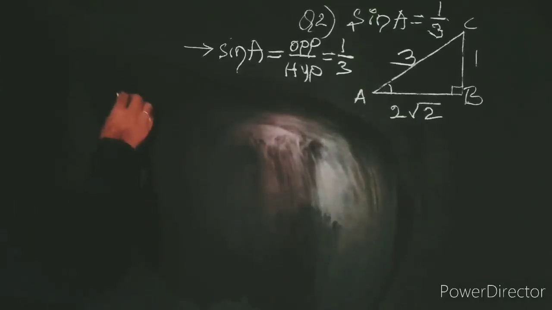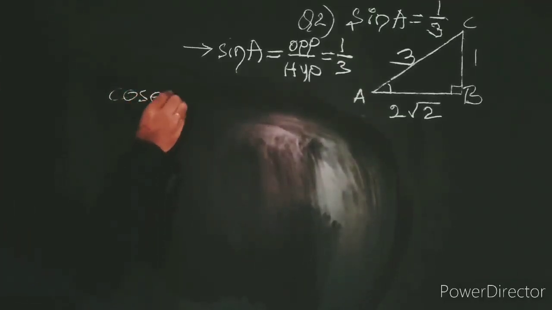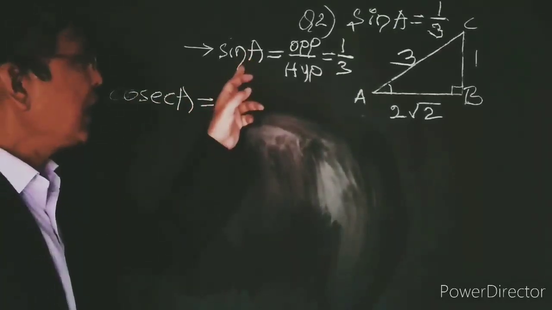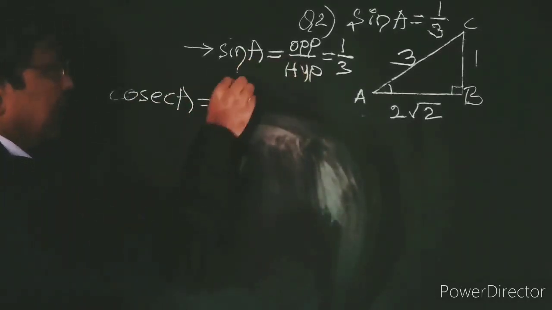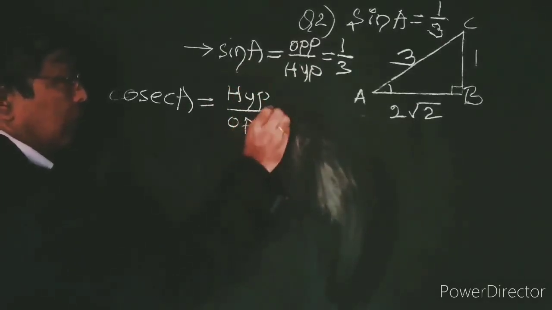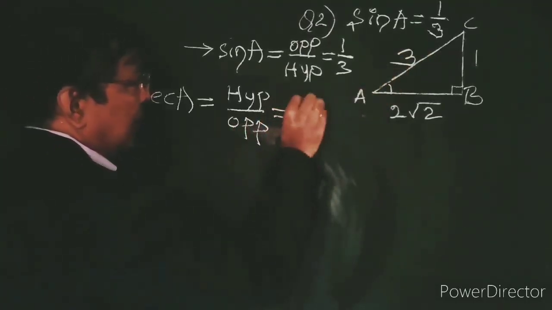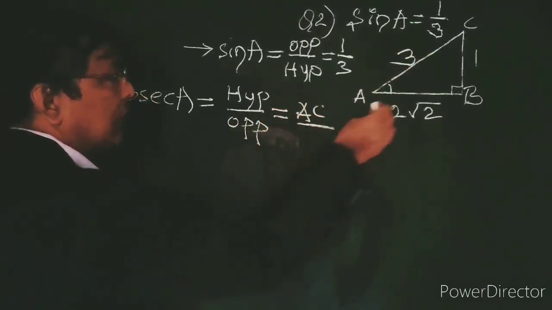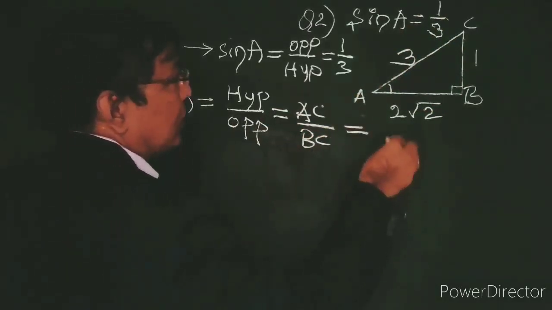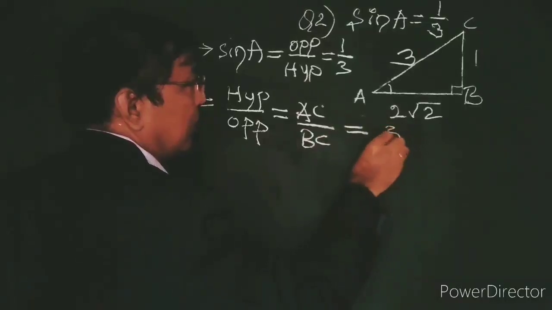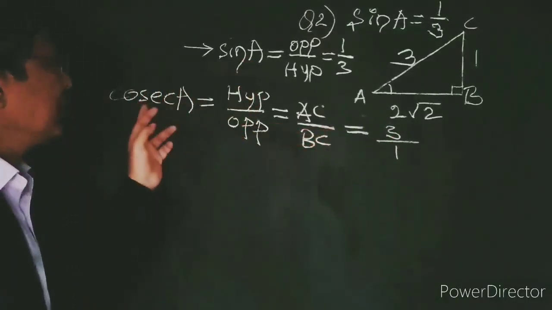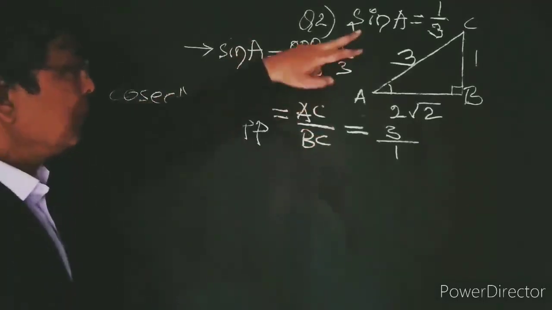Now let us find the fifth ratio, that is cosec A. And we also know that cosec is inverse of sine. That means hypotenuse divided by opposite. Hypotenuse side is nothing but AC and opposite side is nothing but BC. Here we get 3 divided by 1. We can confirm here cosec is nothing but inverse of sine. That means 3 upon 1.